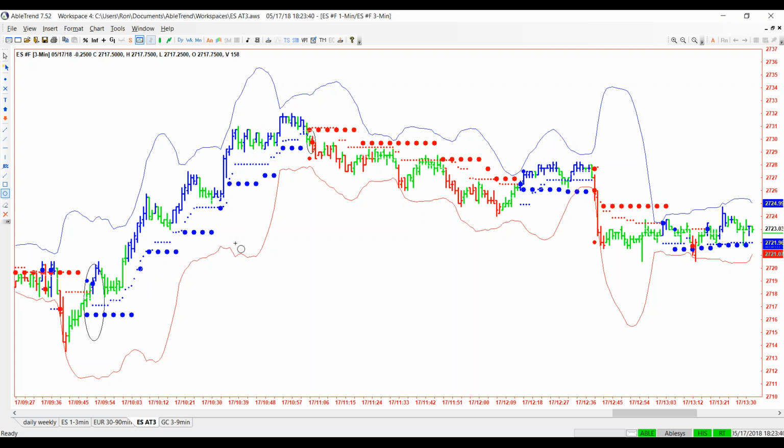And that's why I say AbleTrend 3 for somebody who wants to get in a little more quickly, and you're going to get a lot fewer no trade zones. You're going to be in many more trades. But the first trade of the day was a 10-point winner. Then we come right back with another winner right over here.